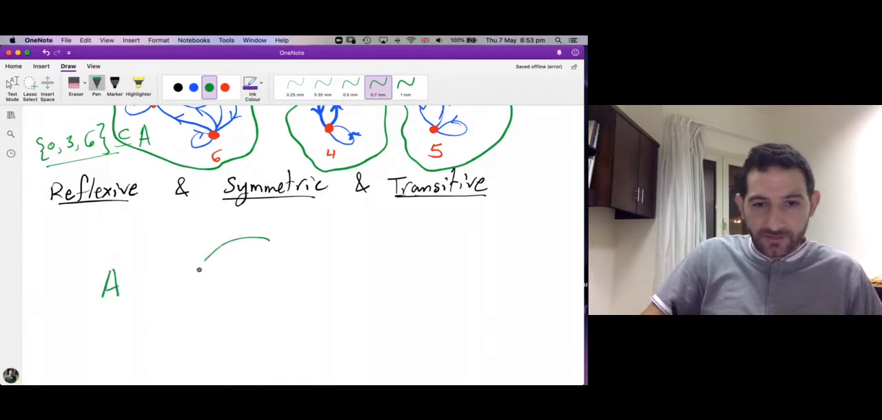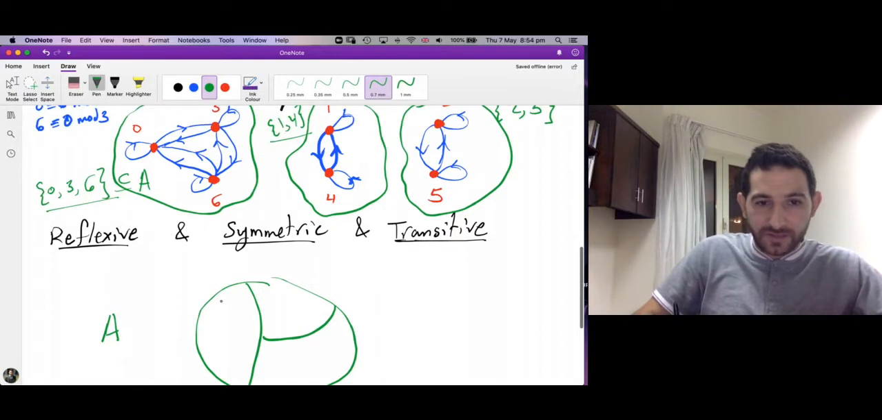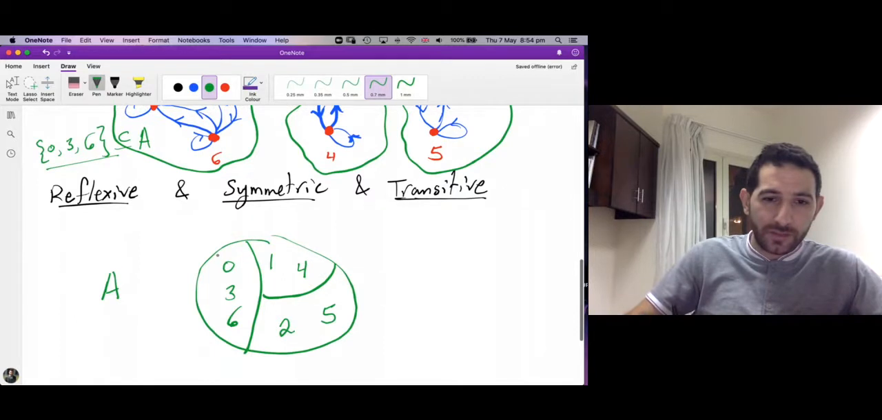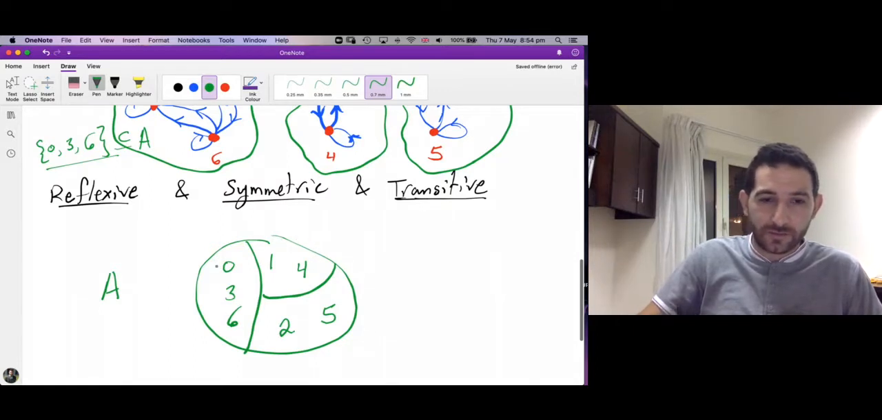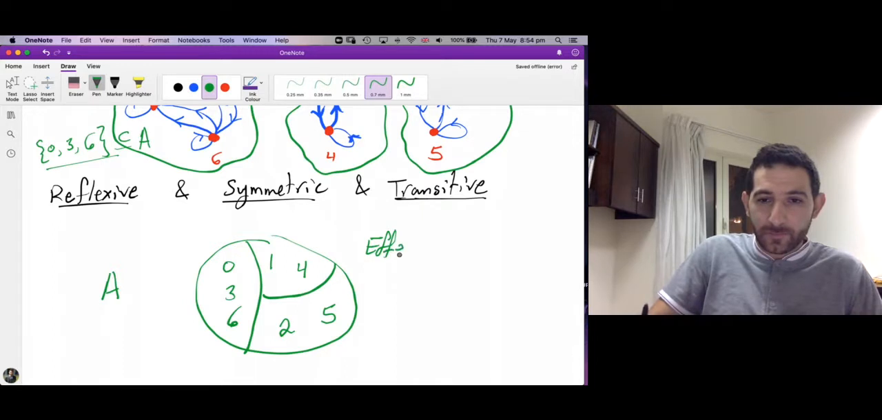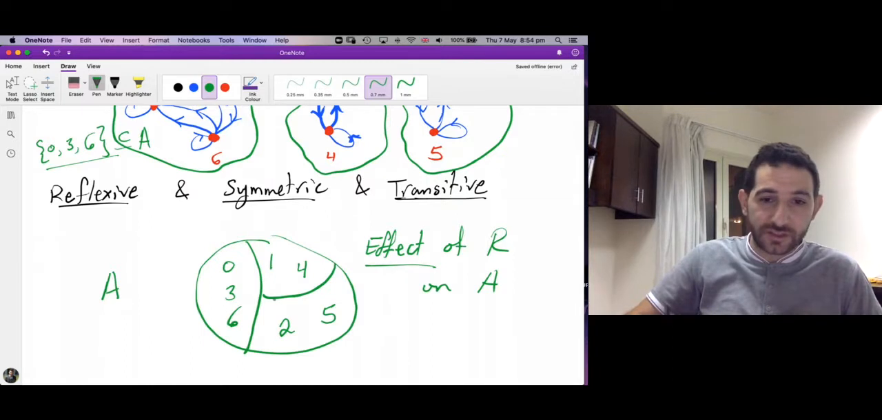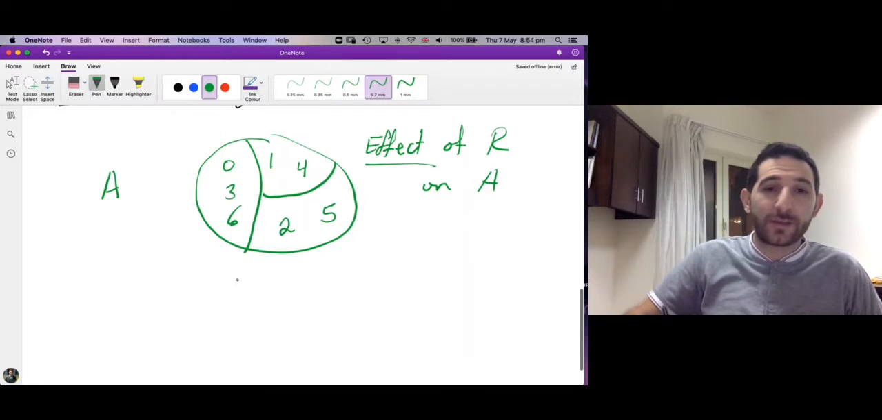So we can see A as follows. So this is A. It was partitioned into 3 subsets. Okay, the first set has 0, 3, and 6. The second has 1 and 4, and the third has 2 and 5. And the relation between elements in the same subset is that they are all related together by R. So here, this is the effect of an equivalence relation R on A. And the effect is that it divided the set A into three pairwise disjoint parts. Okay, now how will we define formally what these parts are? These parts are called equivalence classes.